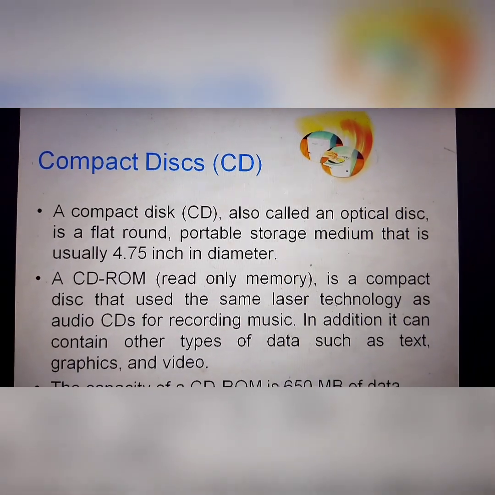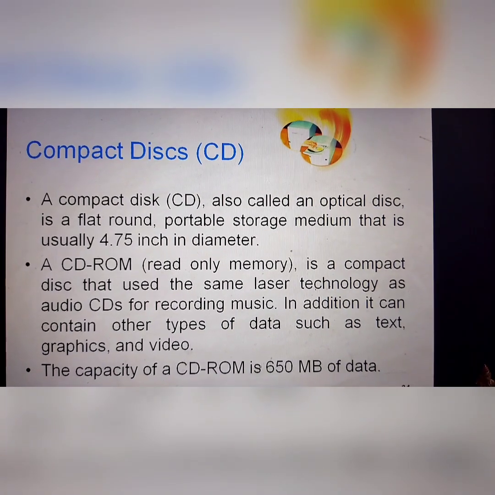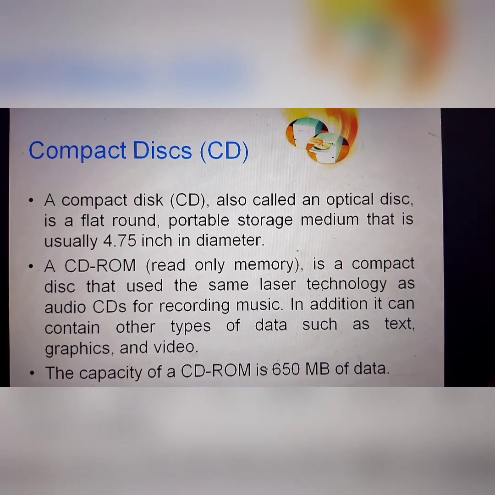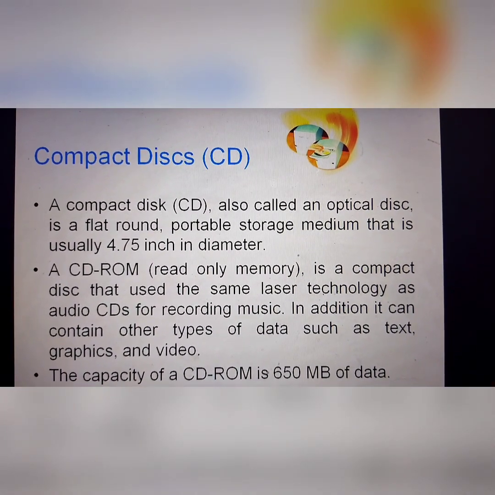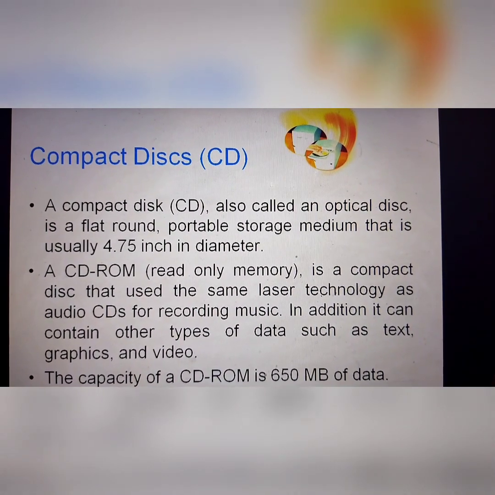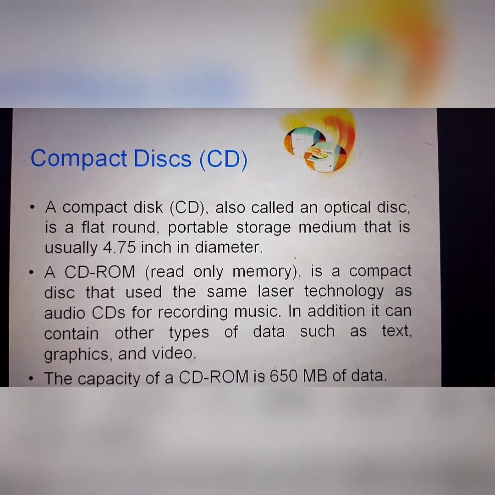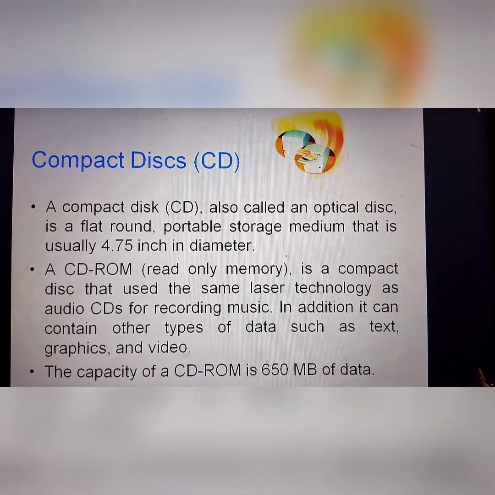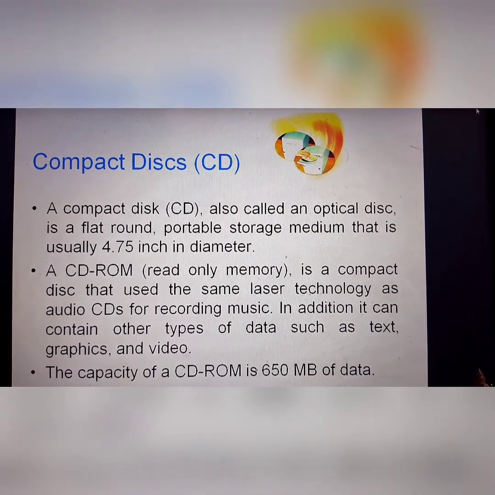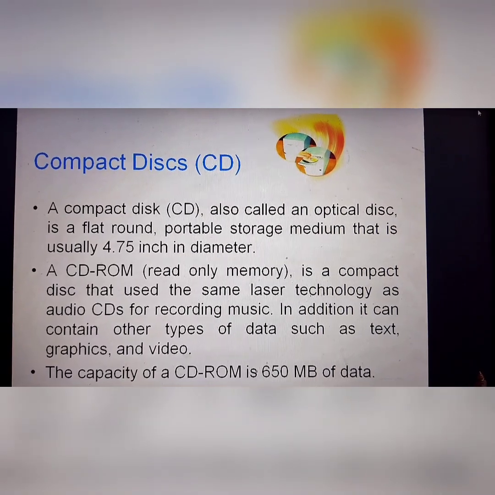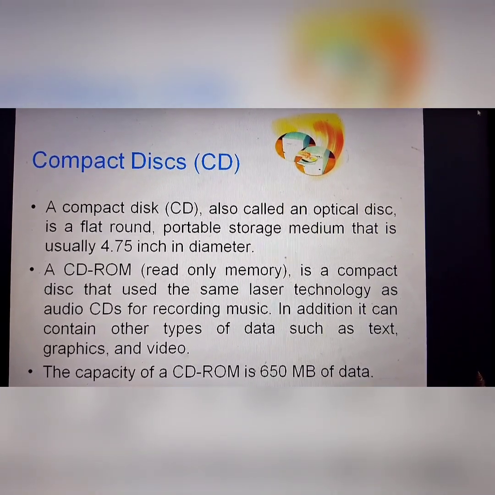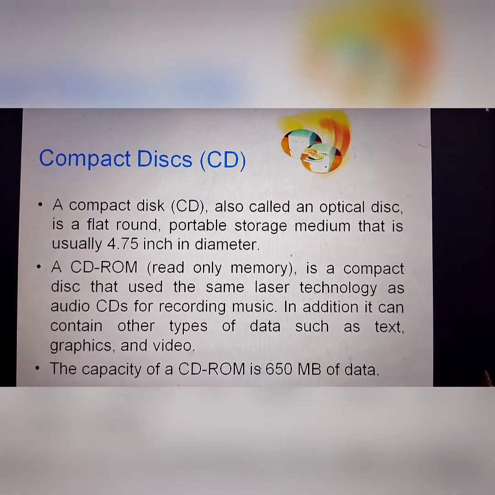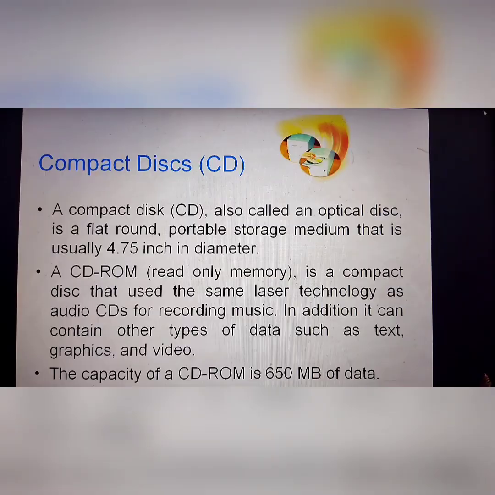Compact disc, CD. In comparison with a Blu-ray disc, a compact disc CD, also called an optical disc, is a flat, round, portable storage medium that is usually 4.75 inches in diameter. CD-ROM, read-only memory, is a compact disc that uses the same laser technology as audio CDs for recording music. In addition, it can contain other types of data such as text, graphics and videos. The capacity of a CD-ROM is 650 MB of data.